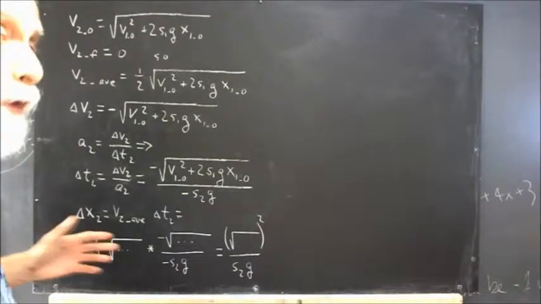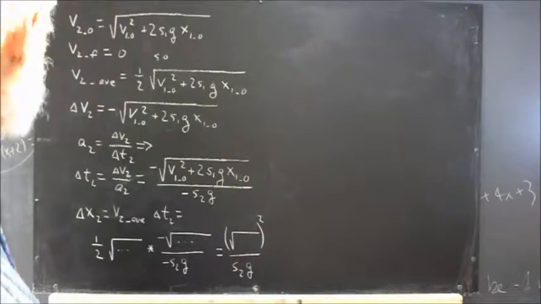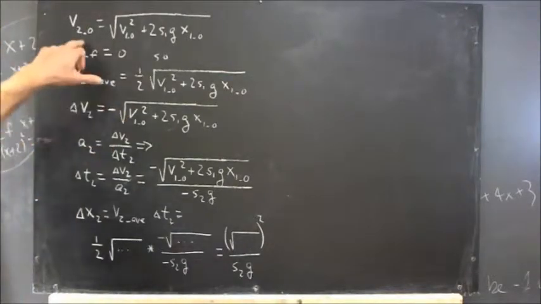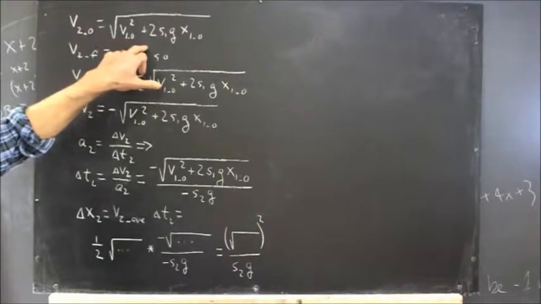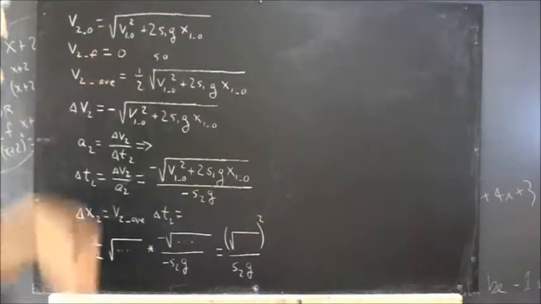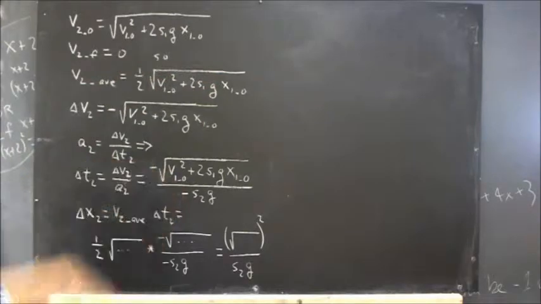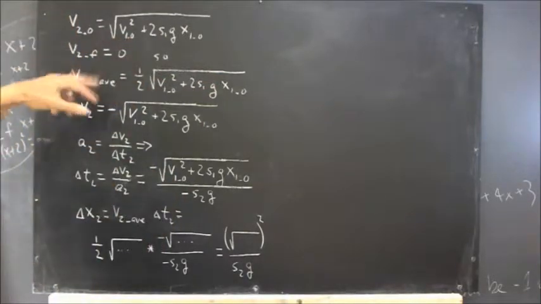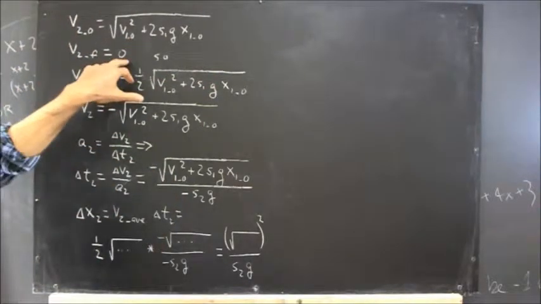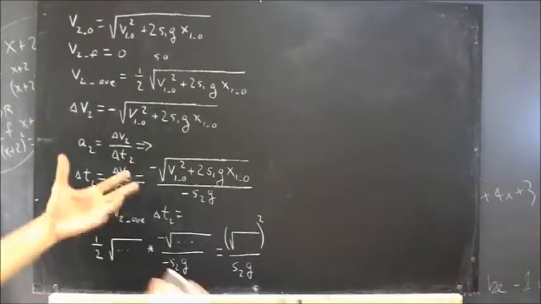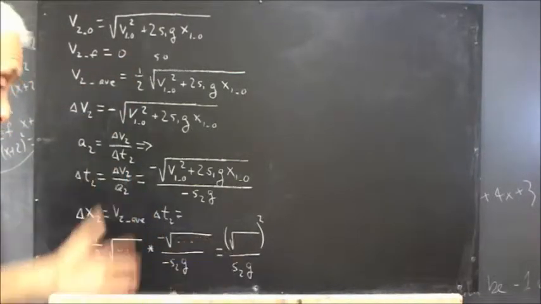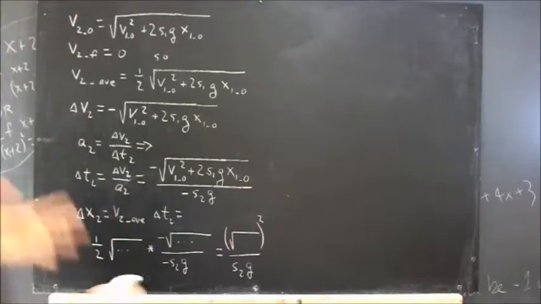Bringing our results forward from the previous video. We know that the initial velocity in the second ramp is equal to the final velocity in the first, which is given by this expression. I'm not going to read it to you. We know what it is. The final velocity on the second ramp is 0.